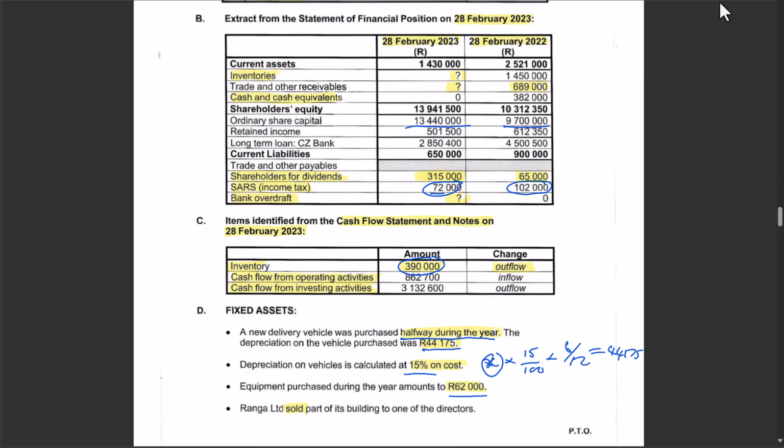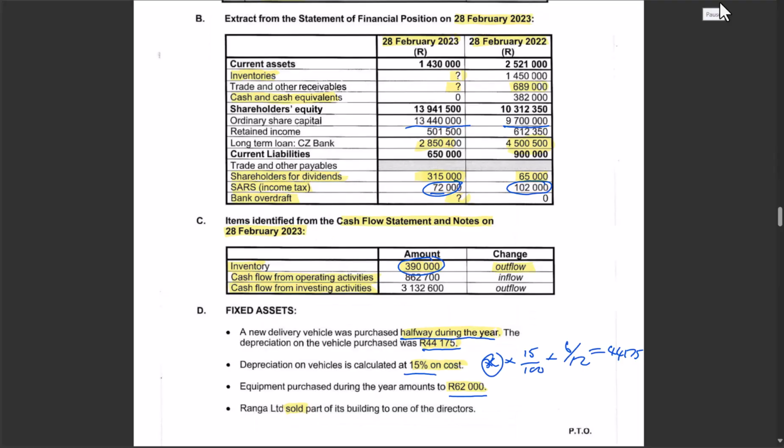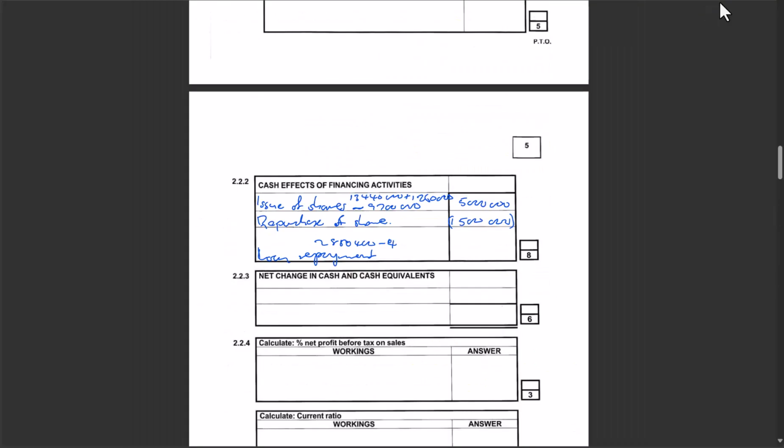Loan repayment, basically we are comparing this and this. So a loan started at 4,500,000, then it decreased to 2,850,400. So basically it's just subtraction. So it's 2,850,400 minus 4,500,500. There was a decrease in loan, so you need to cater for that.